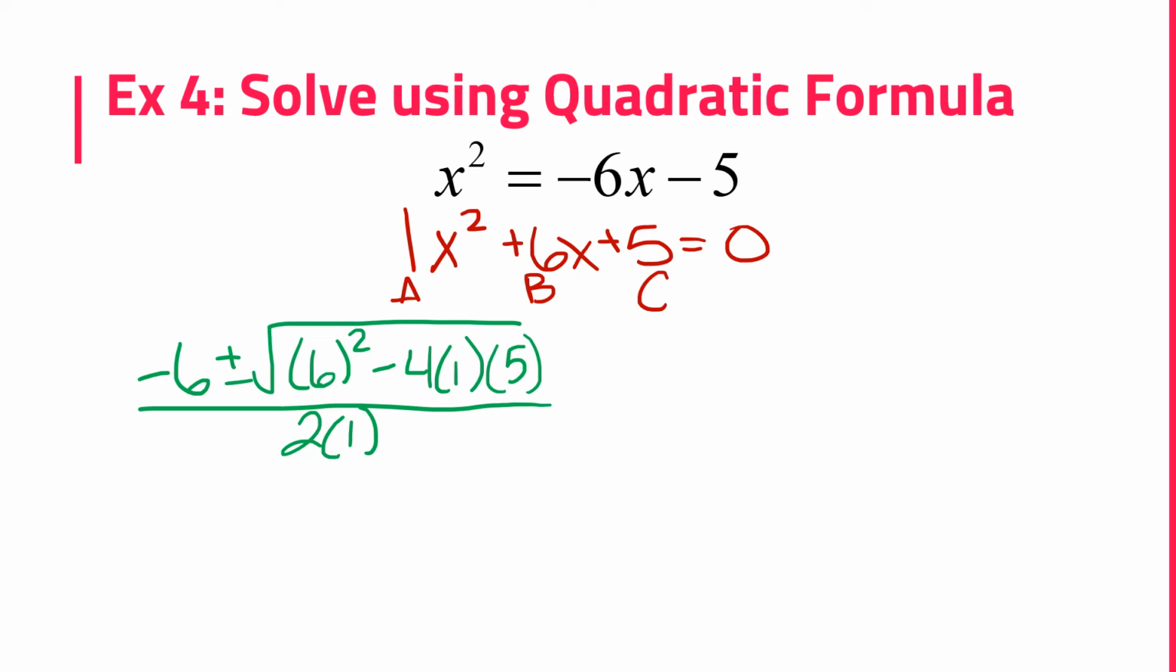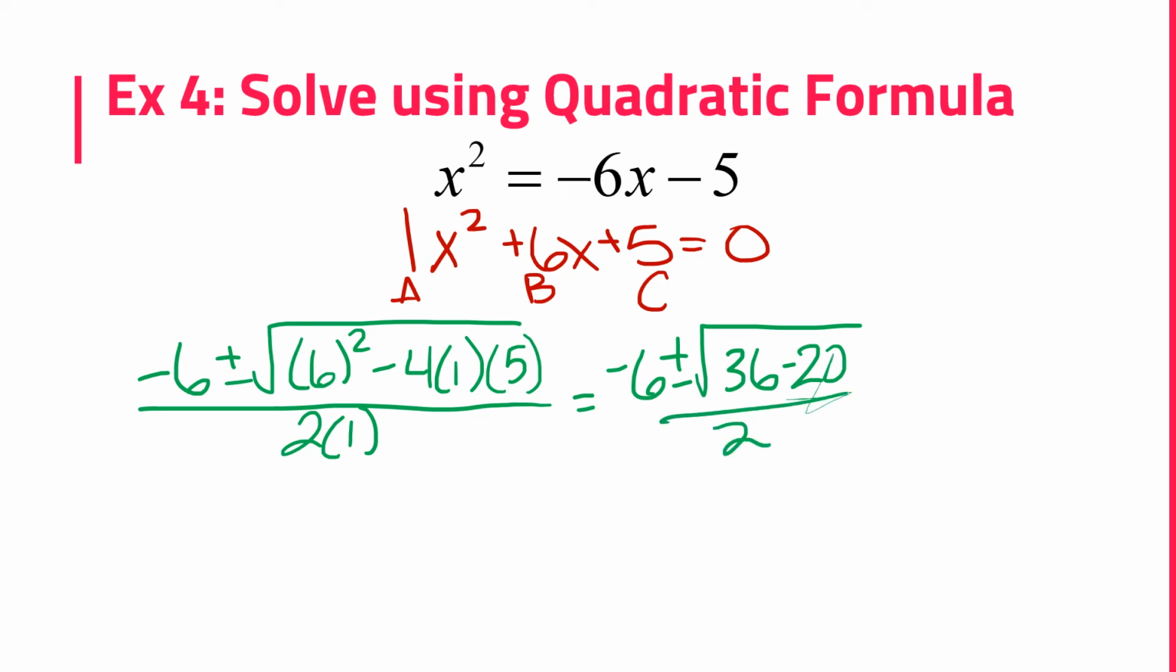Again, if you know it's just going to remain 2 on the denominator because your a is 1, you don't have to show every little step. Let's take care of that discriminant. I'm going to have 36 subtract 20 on this one, which is going to get me to negative 6 plus or minus 16 all over 2.